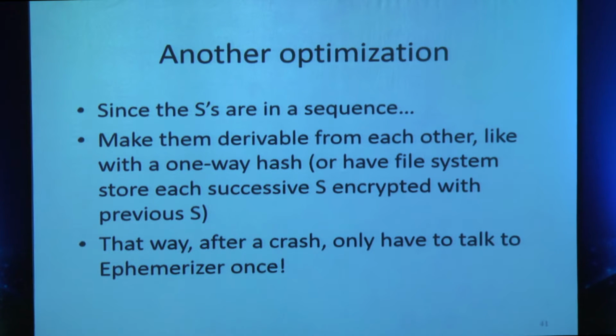And then after a disaster, you're only going to need to ask the ephemerizer to unlock the key closest to expiration, and then you can locally derive all the rest. So once every 5 years, you have to talk to the ephemerizer to ask him to unlock one key.